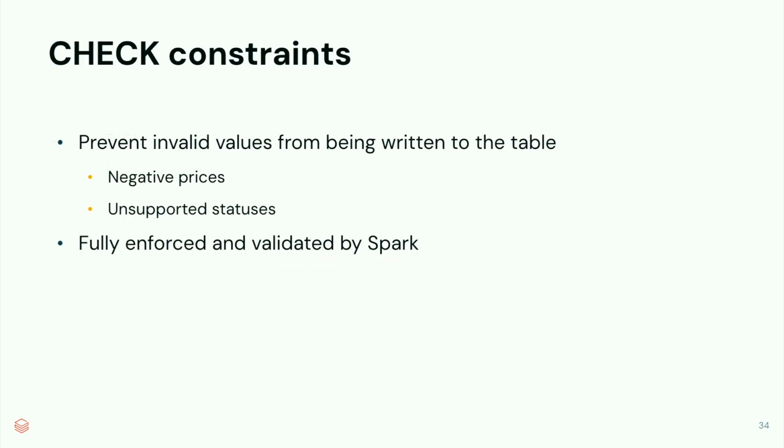Another feature that the community is working on is check constraints. So check constraints prevent invalid states or invalid values from being inserted into the table so that you don't have any negative prices, any invalid statuses, anything like that. The important part here is that Spark would be able to fully enforce and validate these, right? So it's not just syntax, it's actually functionality in Spark to make sure that you never end up with corrupted data. Every insert, every update, every merge, these check constraints will be validated.